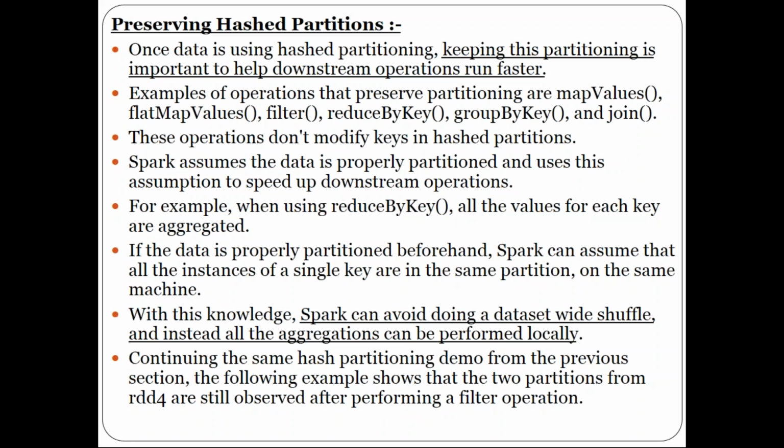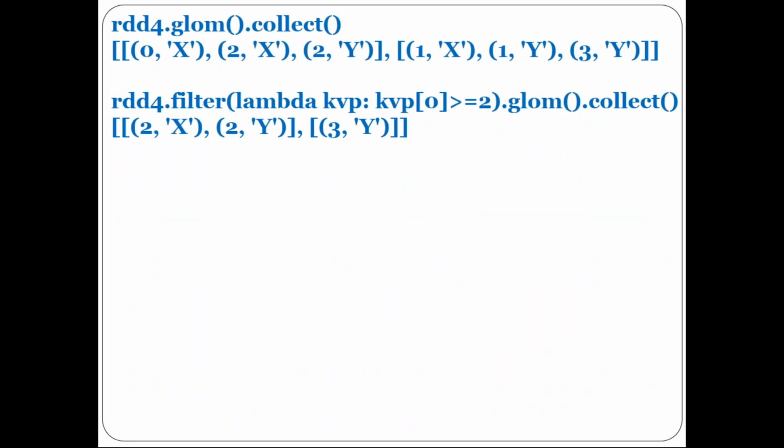Continuing the same hash partitioning demo from previous sections, the following example shows the two partitions from RDD4 are still observed after performing a filter operation. With collect, carefully observe: you have 0, X, 2, X, 2, Y, 1, X, 1, Y, 2, Y. Here you are filtering it in such a way that you have 2, X, 2, Y, 3, Y. 2, Y came from the first data set, and 3, Y from the second data set.